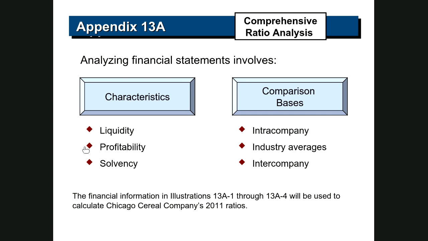The third type of analysis is using ratios, and that's what Professor Prescott was presenting initially, the three different types of ratios: liquidity, profitability, and solvency. So when you look at a company, you look at these three types of ratios. We're going to look at what they mean, what they measure, how we calculate them, and what they tell us about the company.